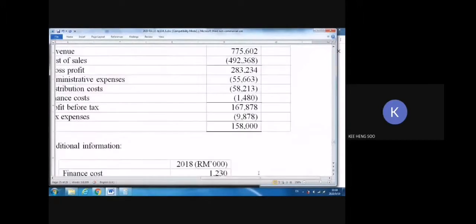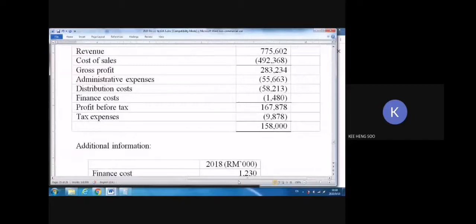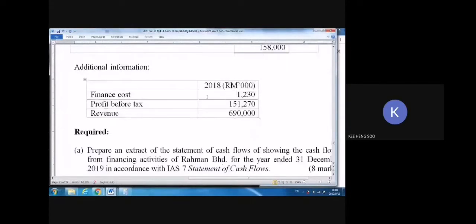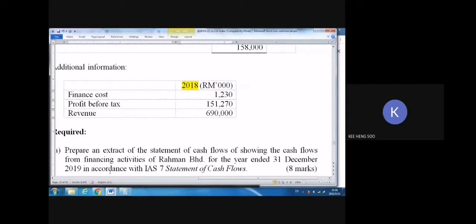Now, you are given the revenue, cost of sales, gross profit, admin expenses, distribution, finance cost, profit before tax. Additional information: finance cost is 1230, profit before tax, and revenue. This is the last year one. Take note, this is the last year. Now you are required to calculate for 2019, showing the financing activities only. Be careful.